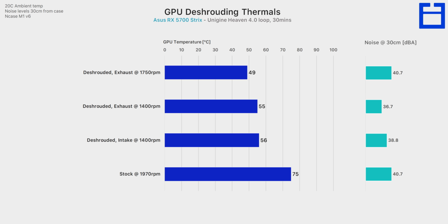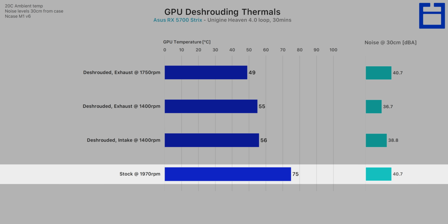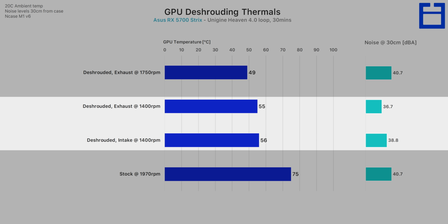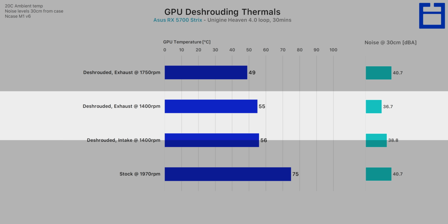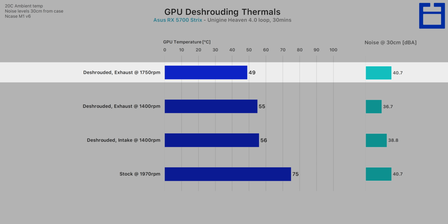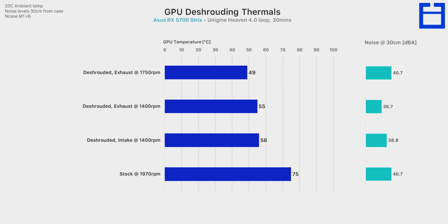Alright, so now the results, and they really are super impressive. Firstly, let's break down this graph a little so you understand exactly what we're looking at here. The first test that I ran was with the stock GPU just installed regularly into the case. Then we have two tests with the deshrouded GPU at the same RPM to see whether intake or exhaust is better, and then a noise normalized test versus stock. Then on the right, we have the noise reading for each test 30 centimeters from the case.